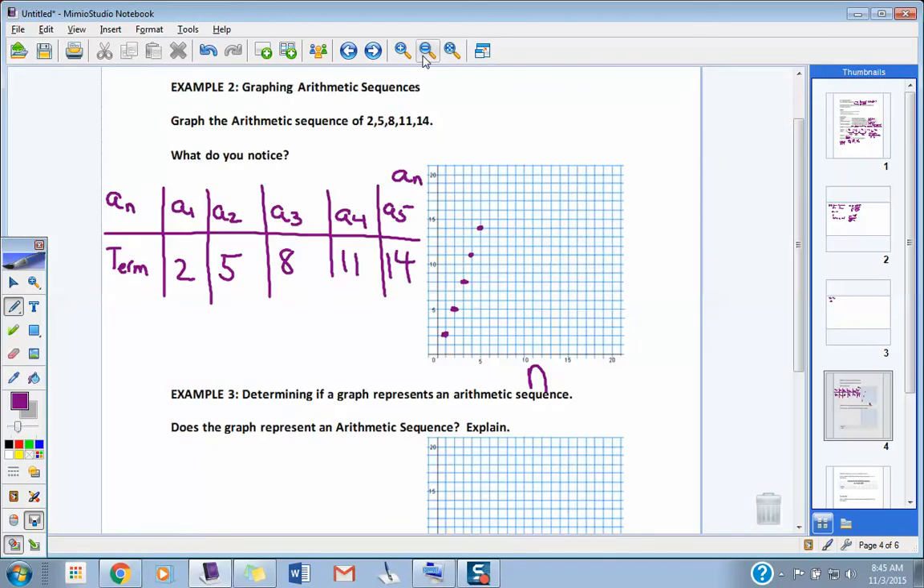Well, the plots model a linear function. Oh, I love the word. Oh my gosh. I'm going to do a backflip.